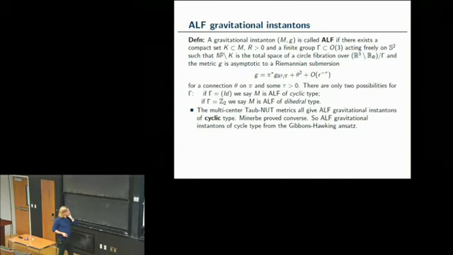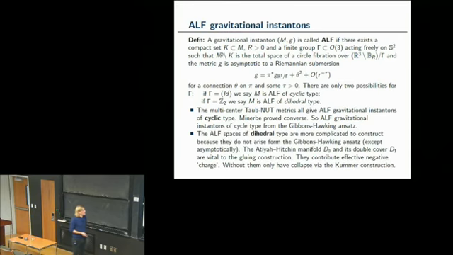So as I said, the multi-Taub-NUT spaces all give ALF gravitational instantons of cyclic type, and in fact, the converse was proved by Minerbe. So in particular, all of these things arise from the Gibbons-Hawking ansatz, which makes them reasonably easy to construct. On the other hand, the ALF spaces of dihedral type are a bit more complicated to construct. They don't arise from the Gibbons-Hawking ansatz, except asymptotically. There's a family of them, and then there are two exceptional members of the family, the Atiyah-Hitchin manifold and its double cover, that we label D0 and D1.